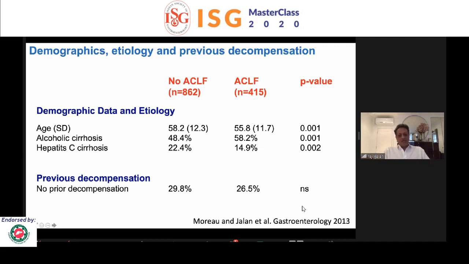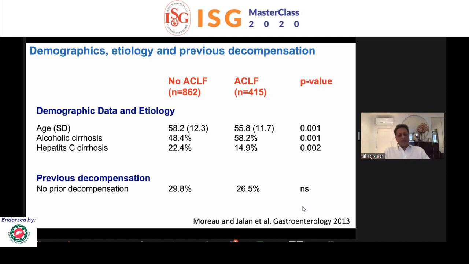So what you'll see is that there's an overrepresentation of alcohol, but I now know from Dr. Shalimar's work that India is no different. In India, the predominant number of patients that you're seeing with acute decompensation and ACLF are probably on the background of alcohol. Also, this is really important, that there is no difference between patients with and without prior decompensation in terms of determining the risk of developing ACLF.